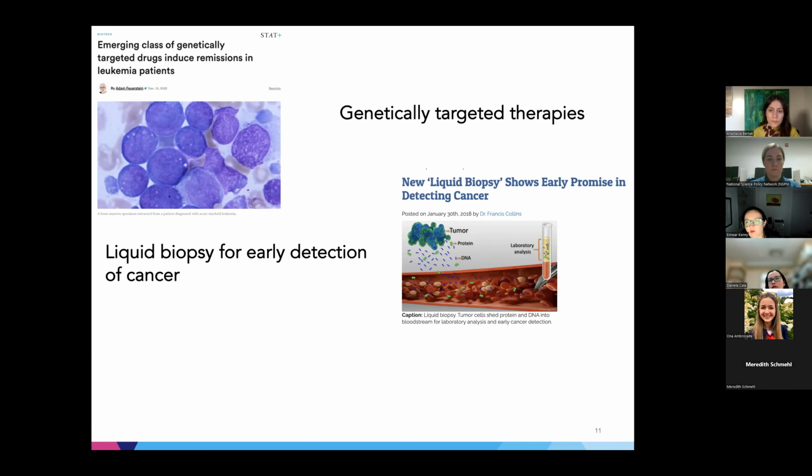The other area of great promise is using liquid biopsy for early detection of cancer. There's a lot of excitement about using these blood tests to detect early signs of myriad types of cancer, so that therapy and health management can get in early and hopefully with greater success.